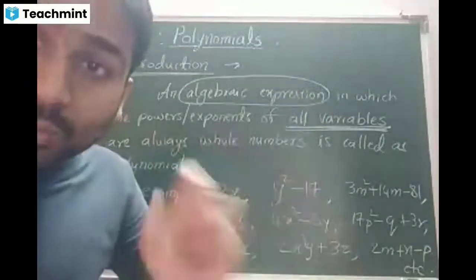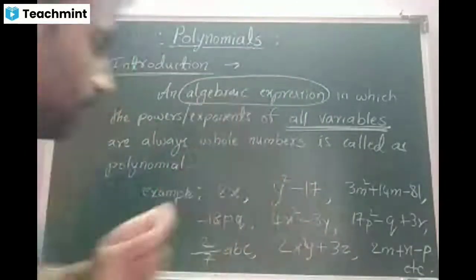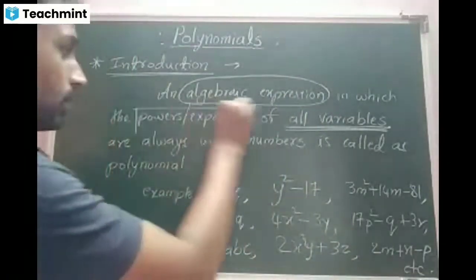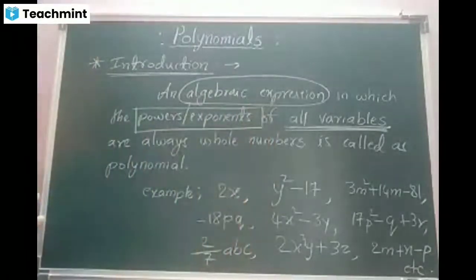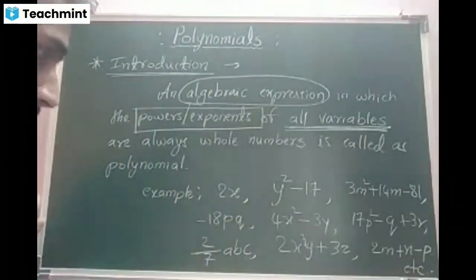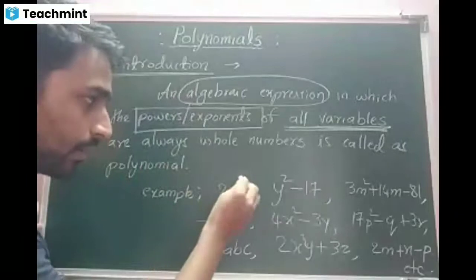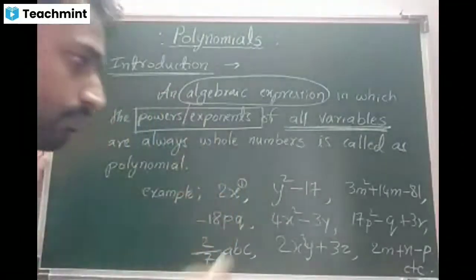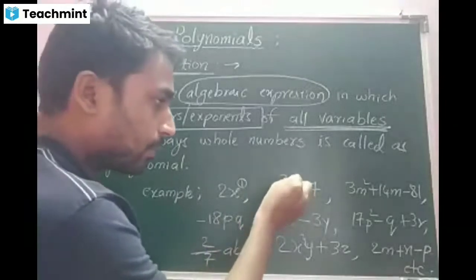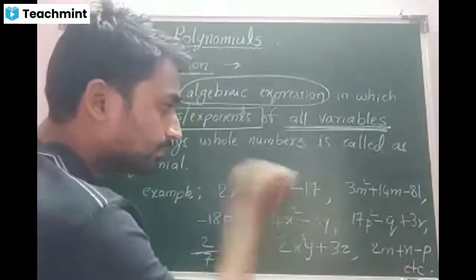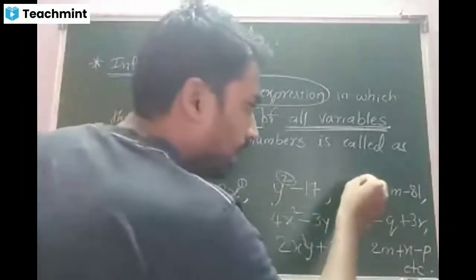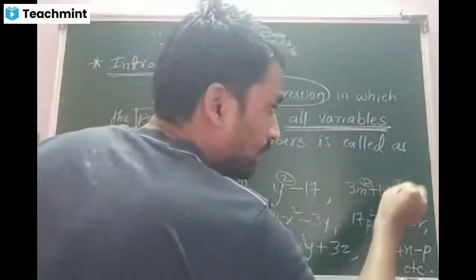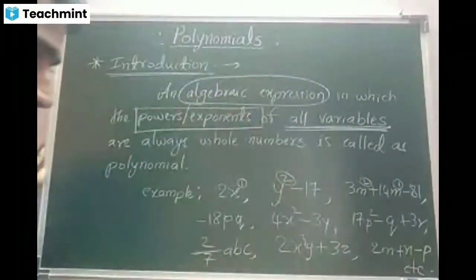Now, finally, very important, you have to check the powers or the exponents for the variable. Look at this, beta. What is the power here? Nothing is there means 1. What is the power here for y? 2. Here it is 2. Nothing is there means 1.